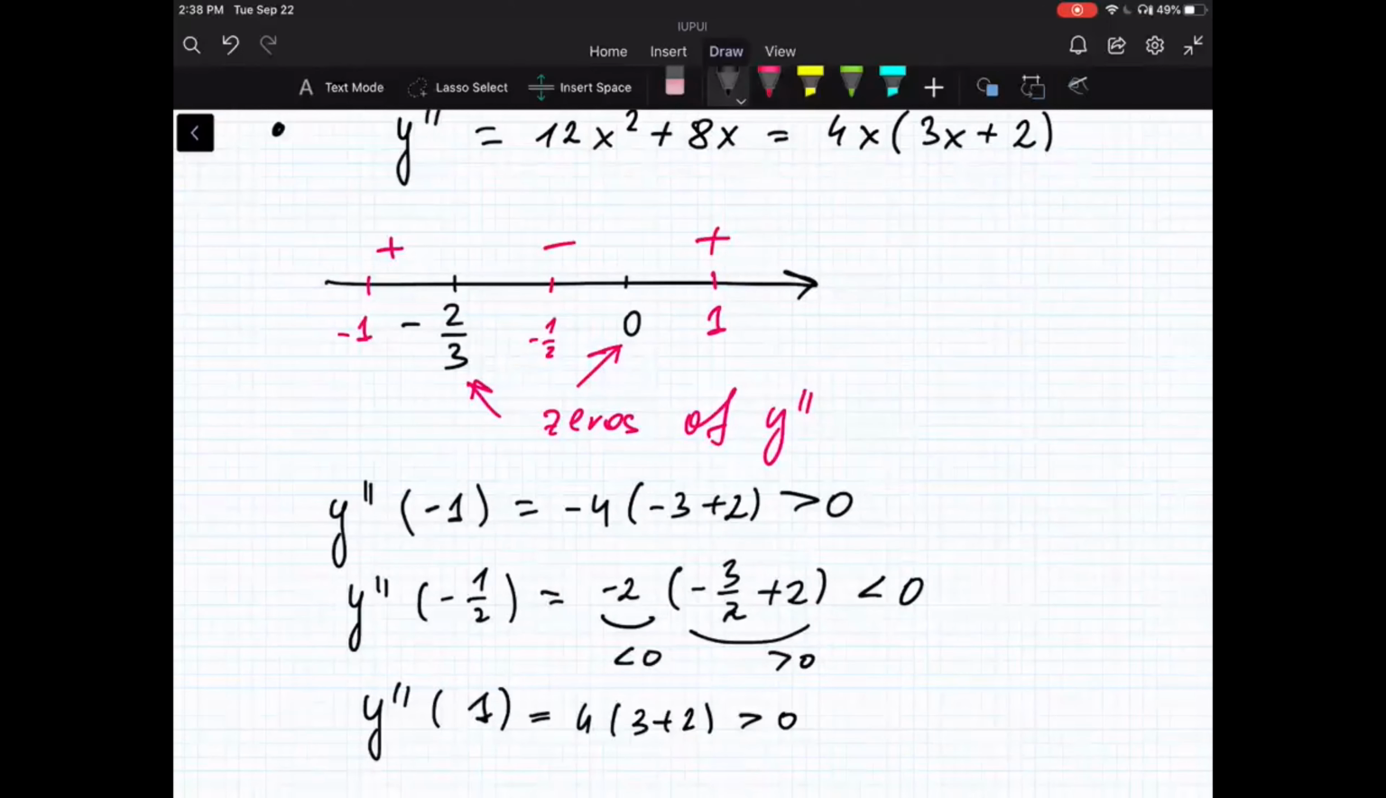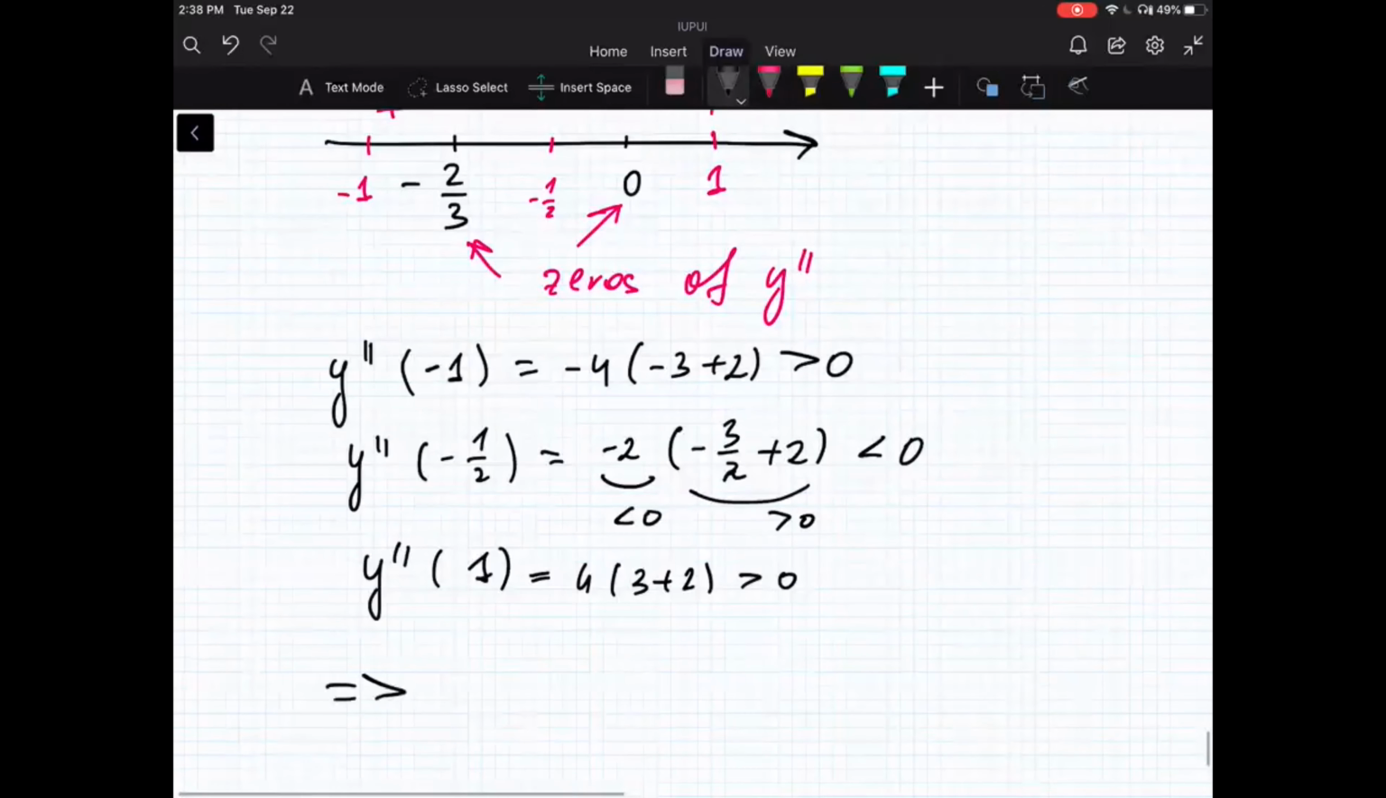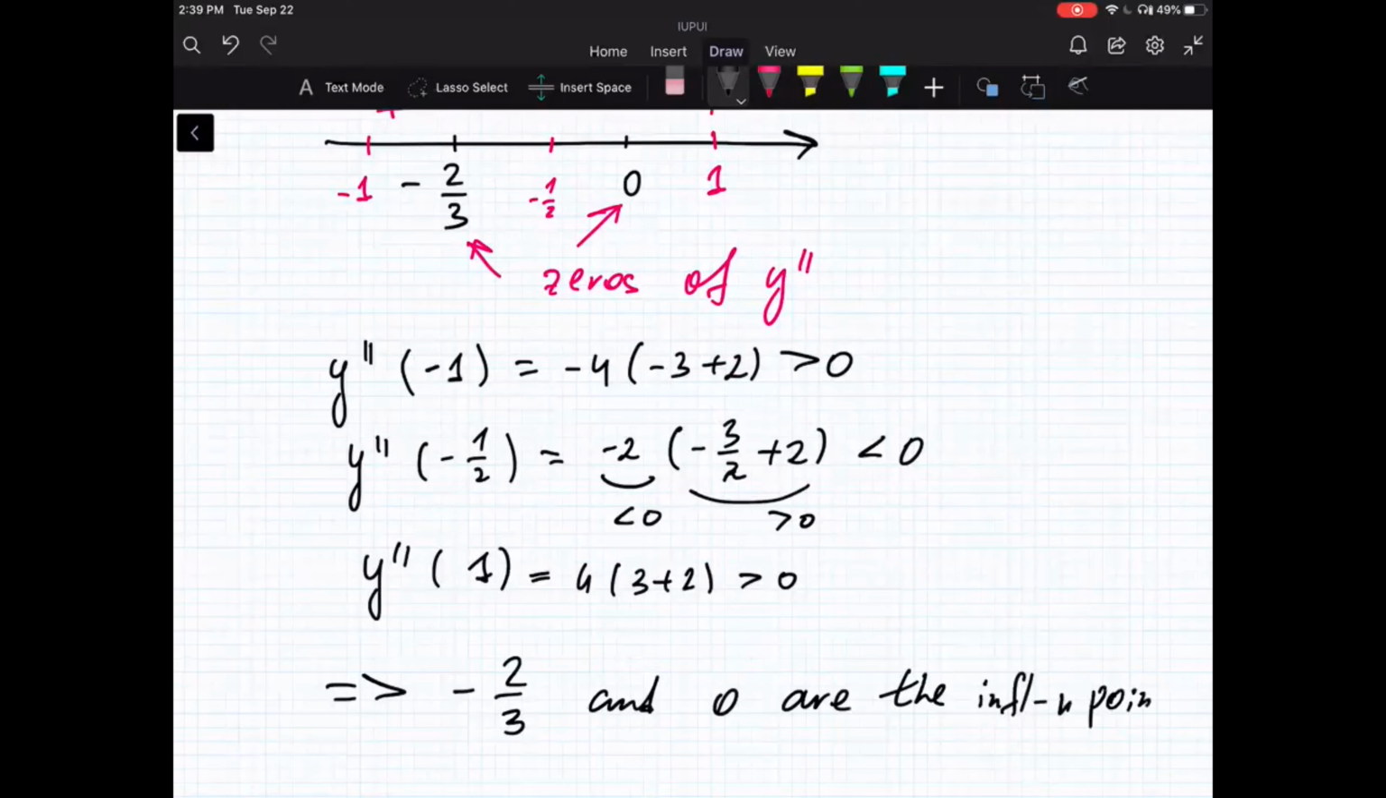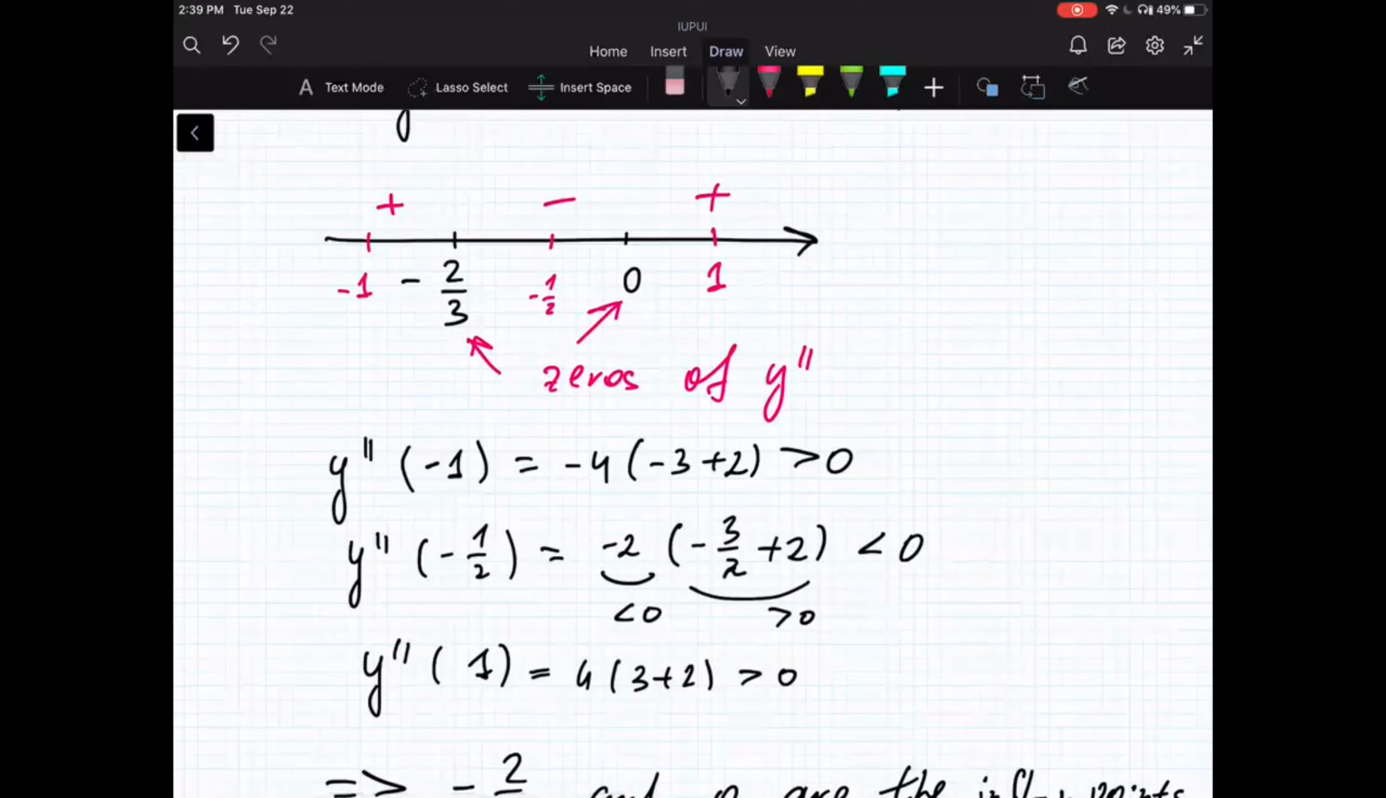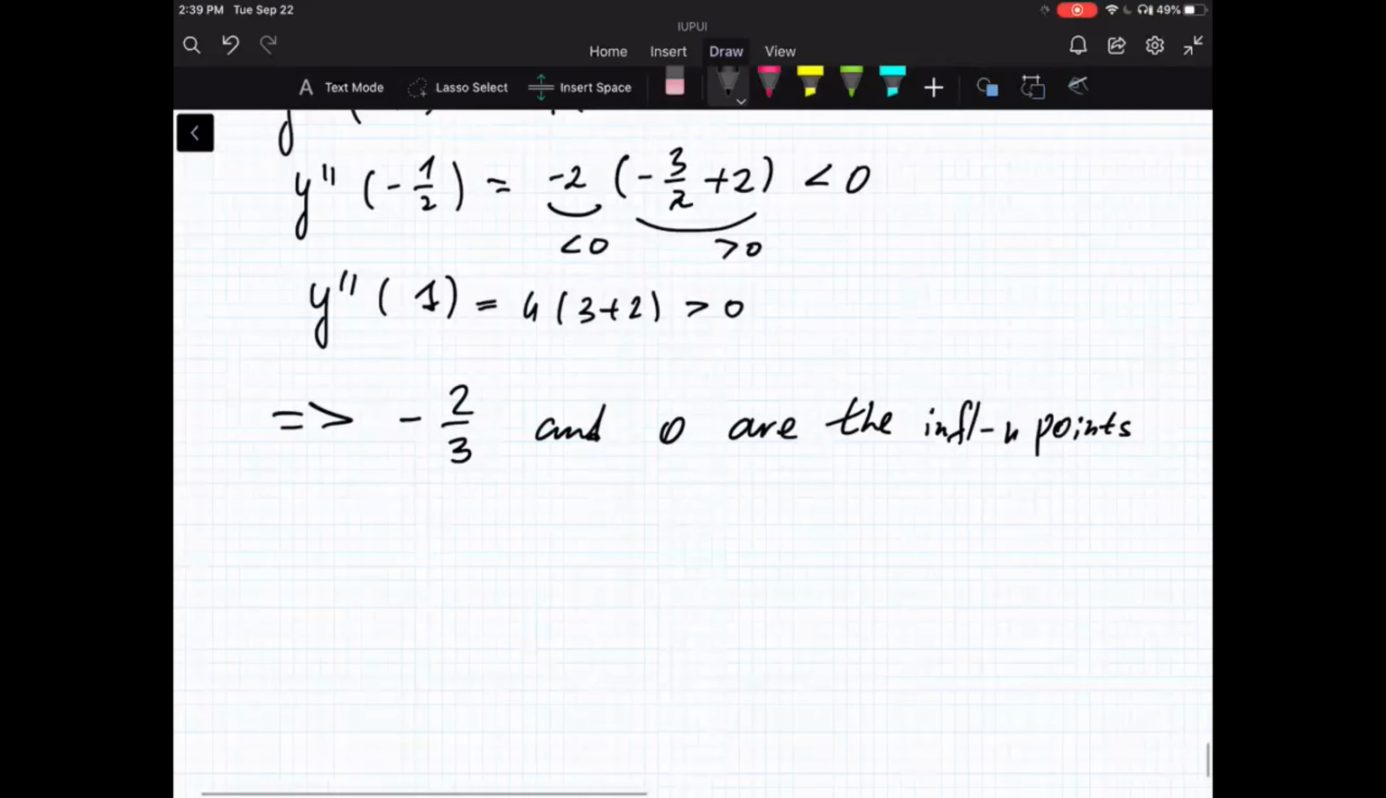That means that -2/3 and 0 are the inflection points, right? Because at that point, the sign of our second derivative changed. So it was plus, then minus, and from minus it changed to plus. Okay.